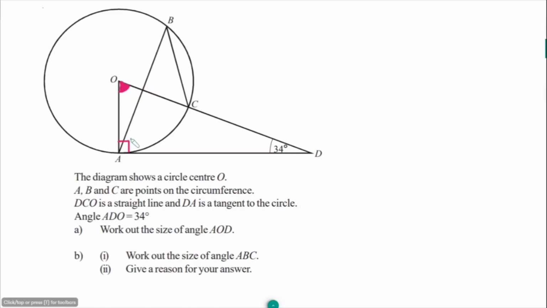So what I'm going to do right now is add 34 and 90. That's going to give me 124 degrees. I'm going to subtract that from 180 degrees, and that's going to give me 56. So that means this angle here is 56 degrees. Let me put it here.